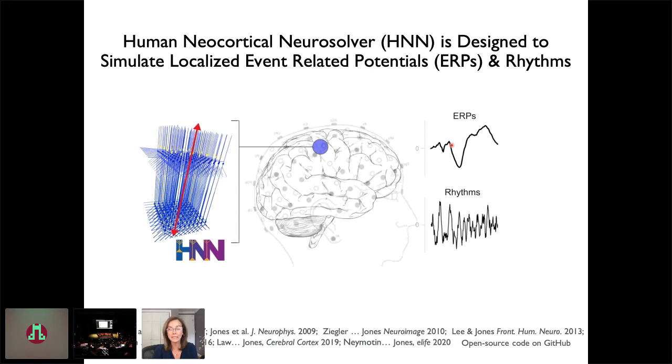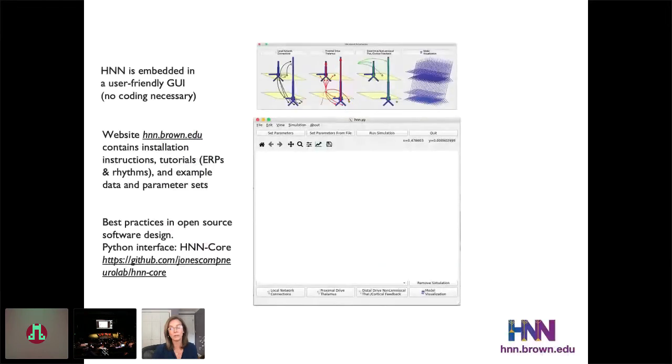Now, this is a really complicated large-scale network. There's thousands of differential equations. There's even more parameters. And it can be really difficult to work with this type of neuromodeling if you don't have experience in neuromodeling. And even when you do, it can be very challenging. And so what we've done to make this modeling framework accessible to the broad MEG and EEG user community is we've embedded this model in a user-friendly graphical user interface.